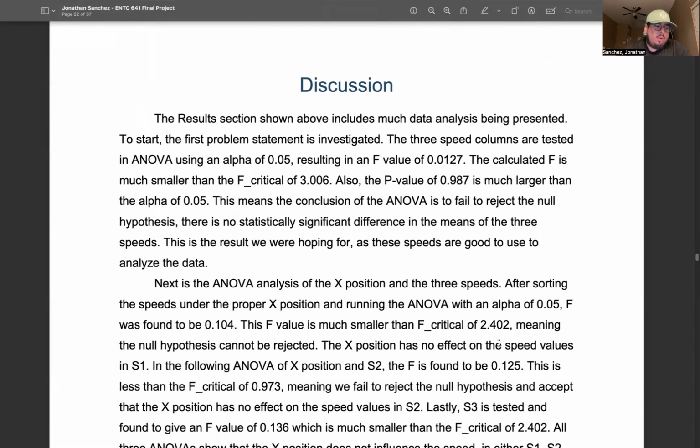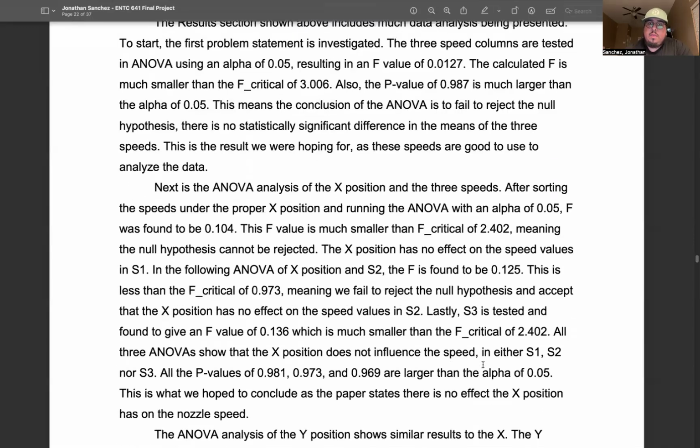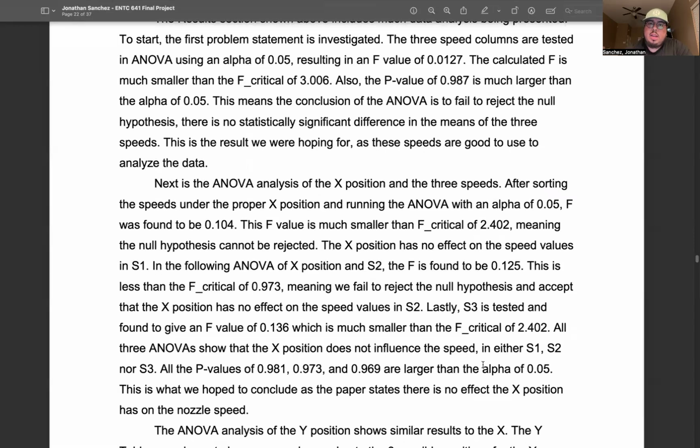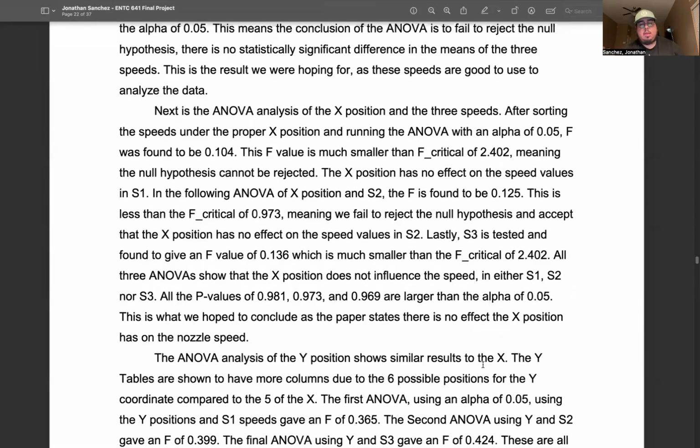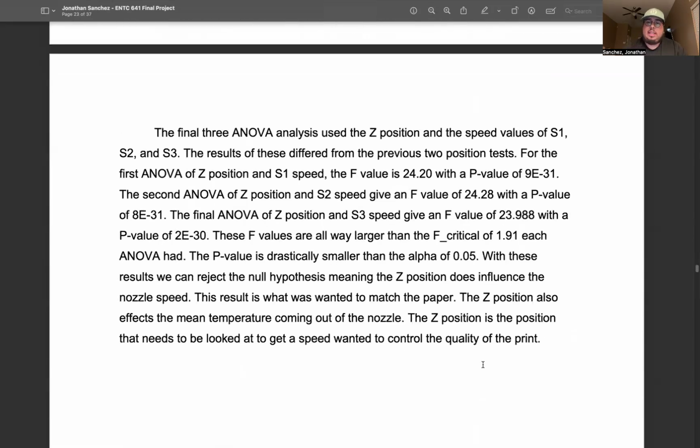In the discussion, I go through and discuss all the results, basically how for the first seven ANOVA tests that were done, the F found is less than the F critical, meaning that we fail to reject the null hypothesis. But then on the Z position ANOVA is where we notice that it does come out larger than the F critical, meaning that we do reject the null hypothesis that it has no effect on it.